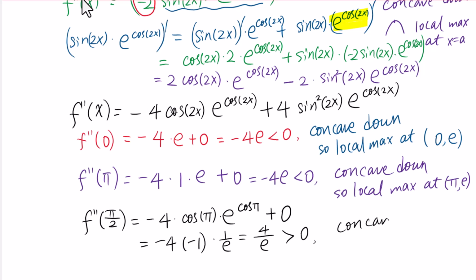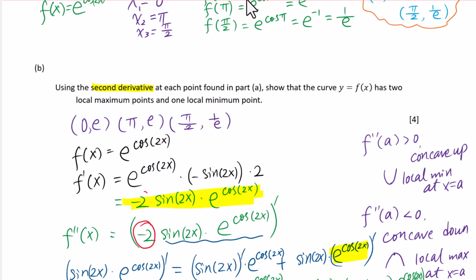Concave up. So local minimum at pi over 2, 1 over e. So we already figured out the curve y equals f of x has 2 local maximum points and 1 local minimum point.